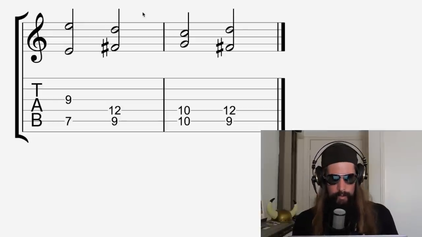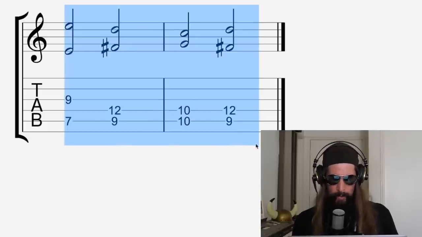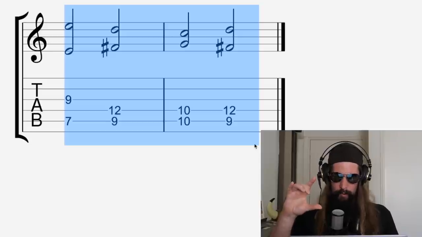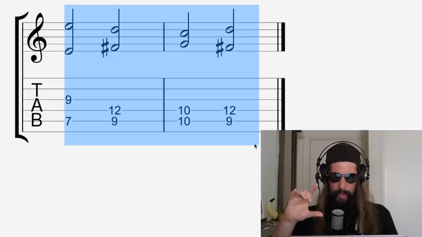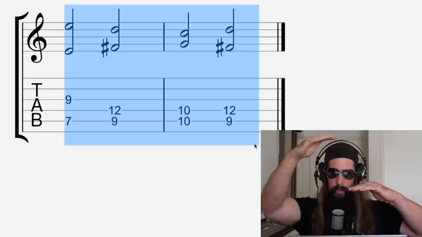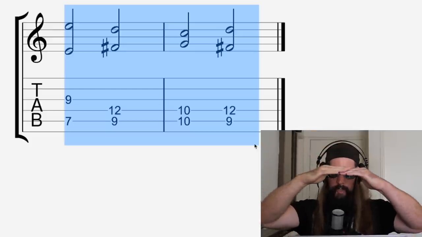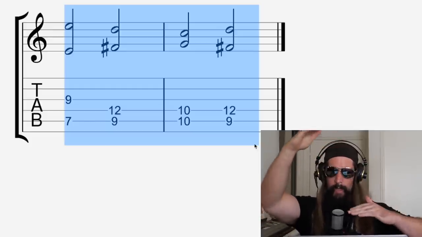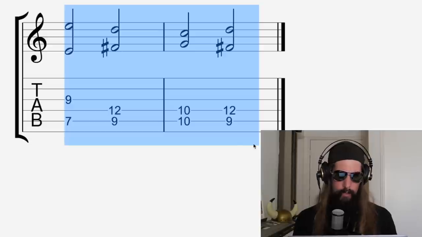Just kidding. What a condescending comment to make, Lord Shred. But you can see by looking at those voices, don't look at the tab, look at the notation, and you see this contraction and expansion. That is the concept of contrary motion.